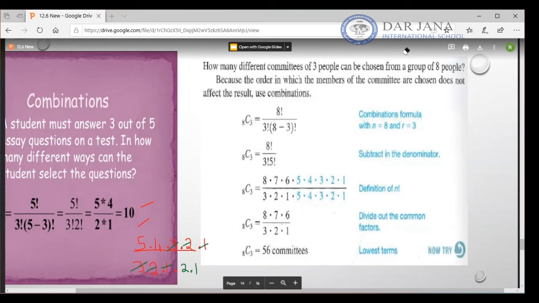Let me put the drawing again. So 8 people are the n, 3 people are the r. So it's 8C3: 8 factorial over 3 factorial times (8 minus 3) factorial. Here they are putting all the steps for you so you can understand it better. Same thing, we simplified, and the final answer is she can have 56 different committees, a group made of 3 in 56 different ways.